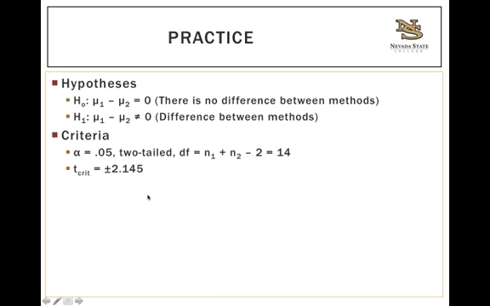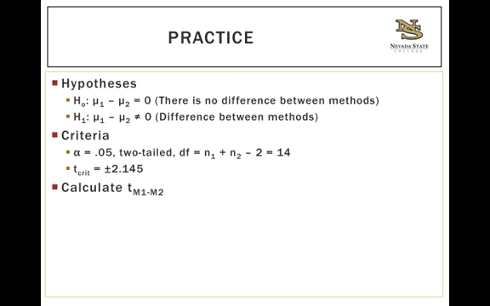Our critical T here is 2.145, either positive or negative, right? Because we're going to either side, we don't know where the difference is going to be. Okay, so that stuff's easy. Now we're going to calculate T.